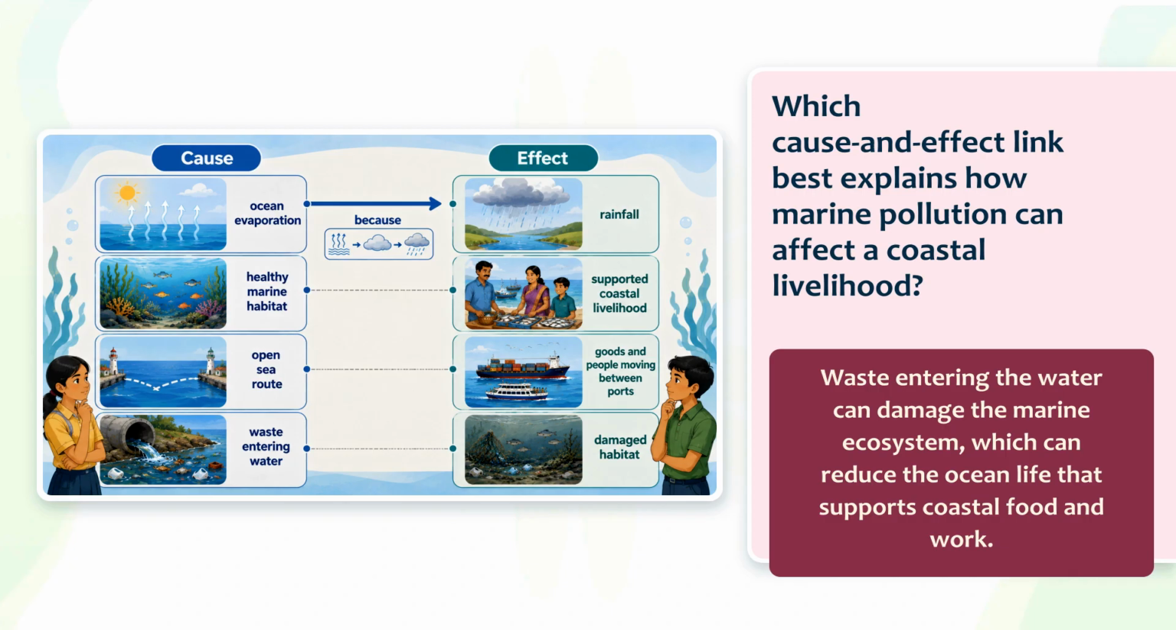Which cause and effect link best explains how marine pollution can affect a coastal livelihood? Follow the chain through the ecosystem. Waste entering the water can damage the marine ecosystem, which can reduce the ocean life that supports coastal food and work. The link includes both the environmental effect and the livelihood effect. Next, we will rebuild all the lesson connections in one ocean system.